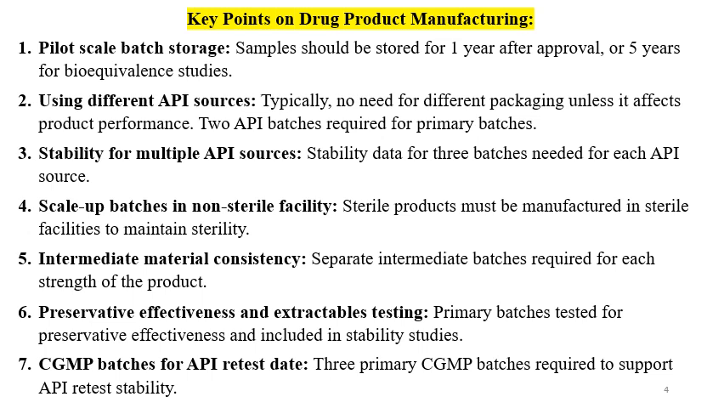Then preservative effectiveness and extractable testing. Primary batches are tested for preservative effectiveness and included in stability studies. CGMP batches for API retest: three primary CGMP batches are required to support the API retest stability. So it is very important to know that three primary batches will be required to support API retest stability.